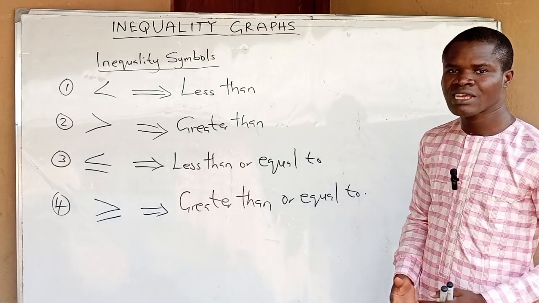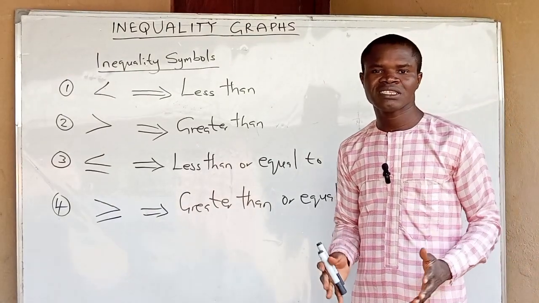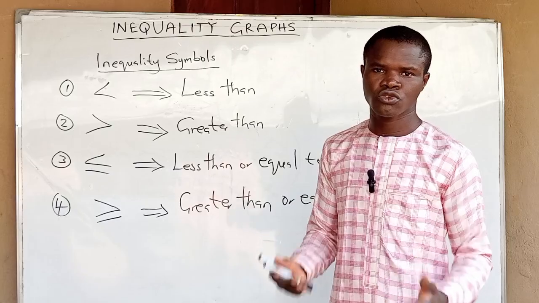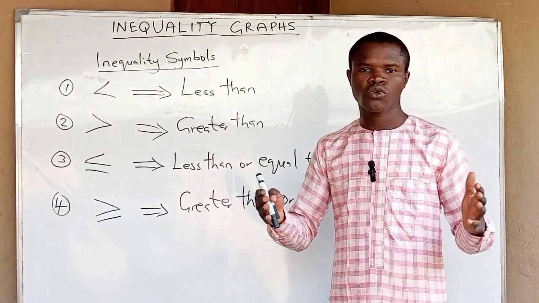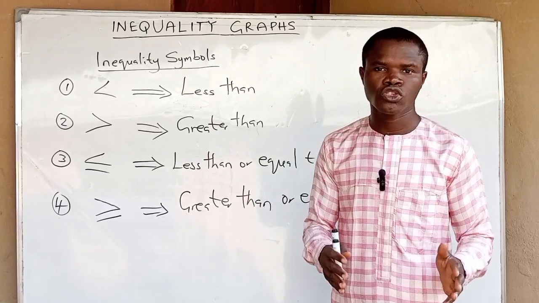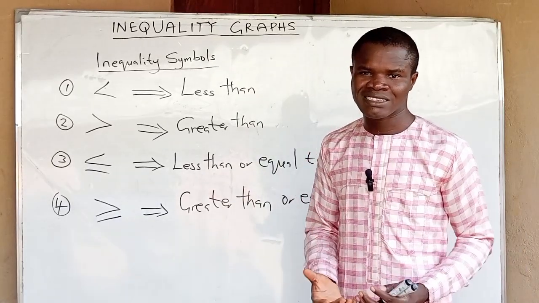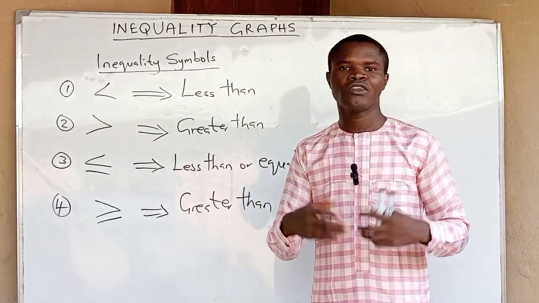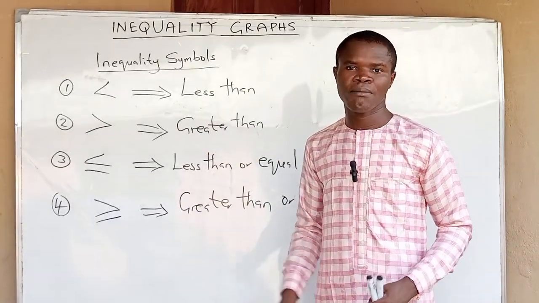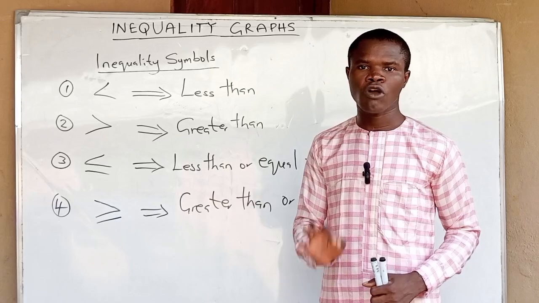So now that we have reminded ourselves of these inequality symbols, let's go into inequality graphs. You must understand that each time we solve problems on inequality, we don't just have one value as a solution. Rather, we have a solution set. So we use the inequality graphs to represent this solution set, either on a number line with an arrow or on a Cartesian plane. In this lesson, I'm going to be focusing more on solving inequality problems and representing them on a number line.